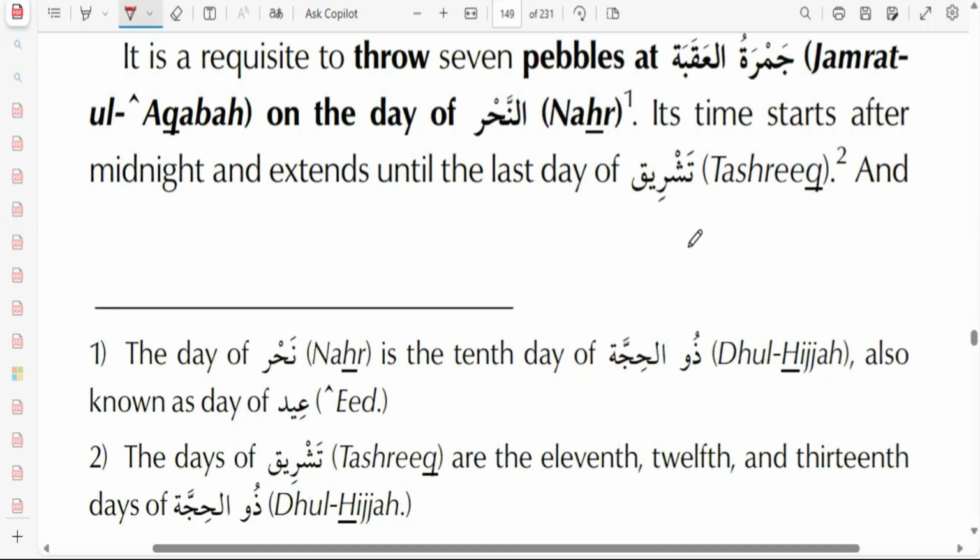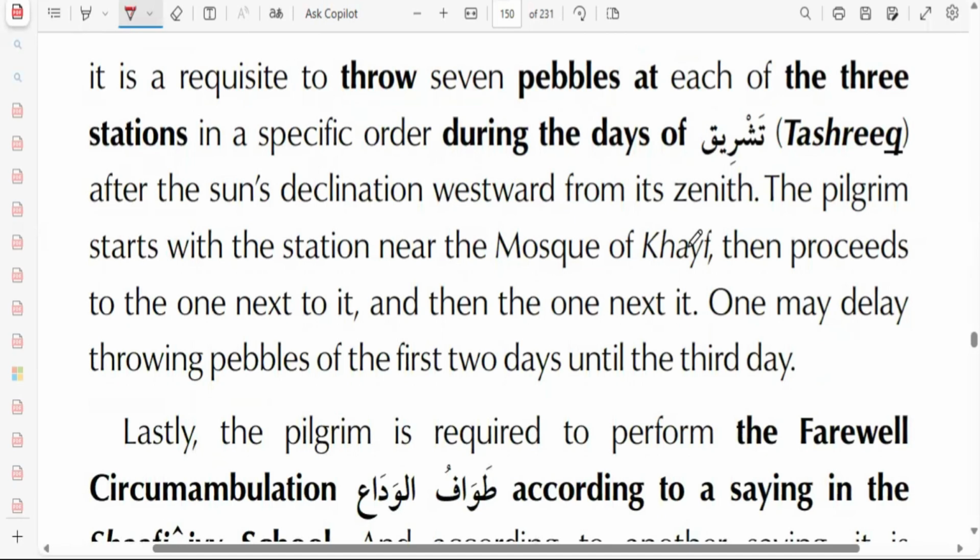The 3 days of Tashriq are over at Maghrib time, meaning the last hour of the third day of Tashriq is Asr time. Then when the sun goes down, the 3 days of Tashriq are over. So that Eid day and those 3 days of Tashriq, that is for the Muslims a 4-day holiday. And it is a requisite and obligation to throw 7 pebbles at each of the 3 stations in a specific order during the days of Tashriq.